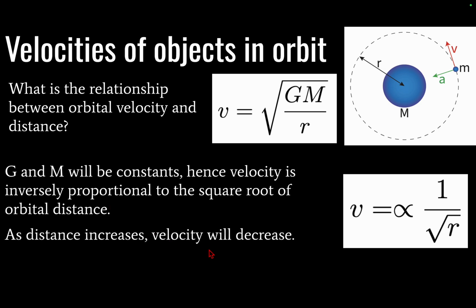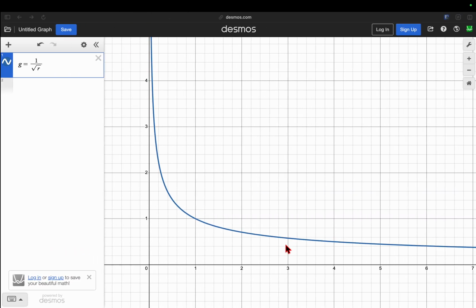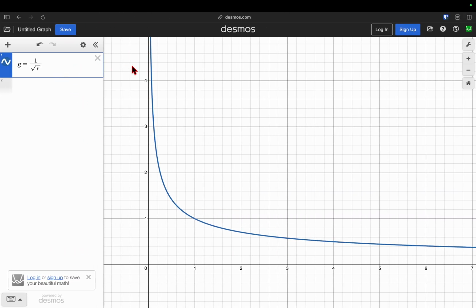As distance increases, our velocity will decrease. And if we slide over here, we can see very quickly in Desmos what that looks like. So on this axis, we would have gravitational acceleration, and on this axis, we'll have distance. I put this together quickly, so it's not well labeled. Sorry about that. We're ignoring the constant. We just want to see the shape of the graph.